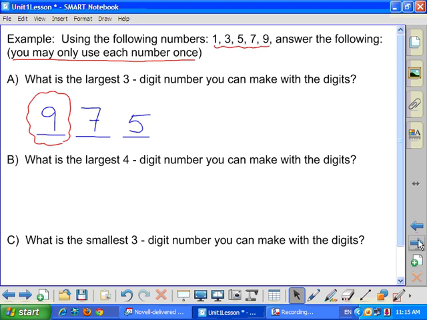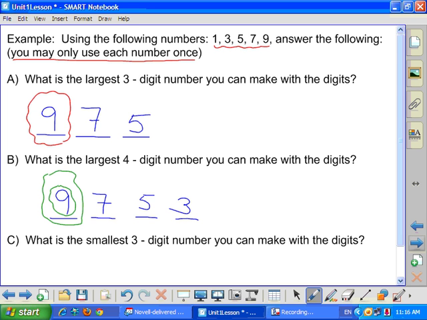What about a 4-digit number? 2, 3, 4. So what's the largest 4-digit number? Well, again, you have to start with the biggest number available, and then from that point on, use the next available largest, and so on and so forth. That would be the largest 4-digit number, because again, you want the largest number in the largest place value. So the biggest number has to go in the thousands column.